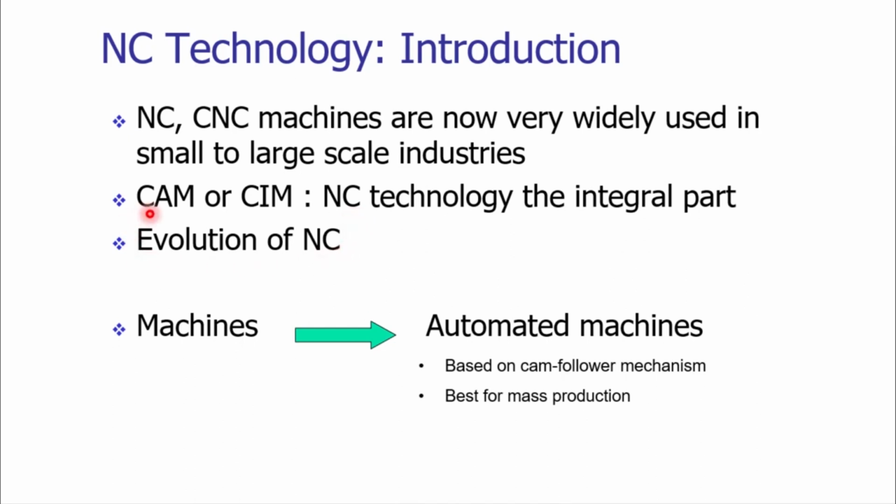So let us look at the evolution of NC. NC was developed in the mid 1950s. Earlier, as we know, machines were developed in the 16th century, which convert one type of motion to another type of motion, and even transfer forces. With the advent of cam follower mechanisms in the 18th century, automated machines were utilized for power generation and loom applications, that is, textile applications.